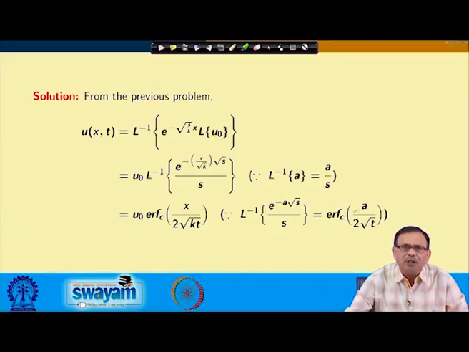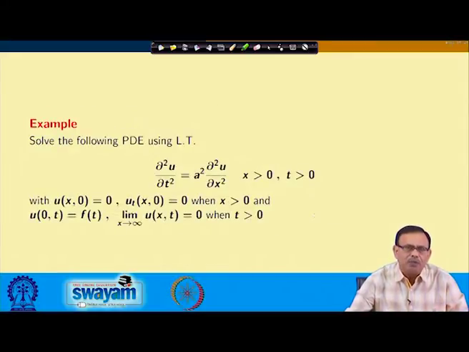Here you see we have written Laplace inverse of e power minus a into root s by s. This equals the complementary error function of a by 2 root t. This we have done earlier when we studied the Laplace transform. So, by this way you can solve this problem.